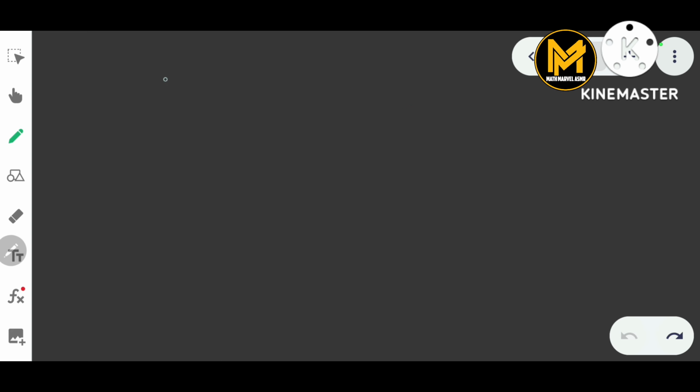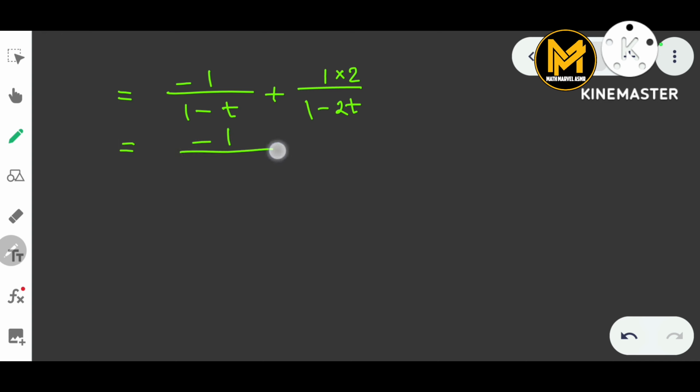Thus we will get, now we will put the values here in place of a and b. Then it will be minus 1 by 1 minus t plus 1 by 1 minus 2t into 2. b is equals to 2. So that's it. Now we will shift t with z square, what we have assumed in the previous part, that is 1 minus 2z square.